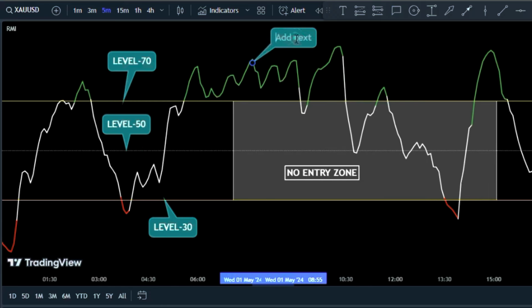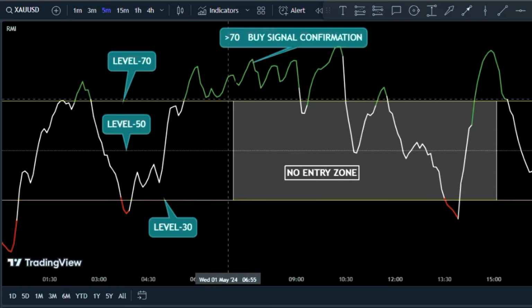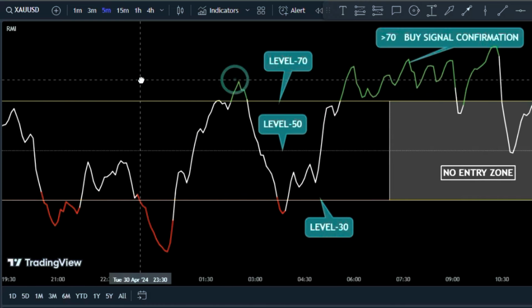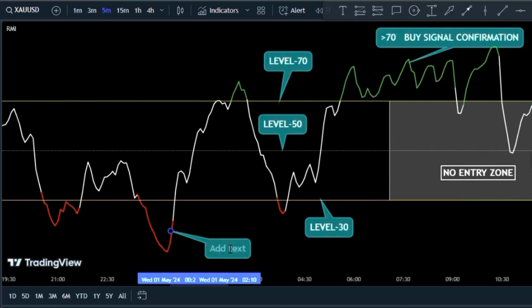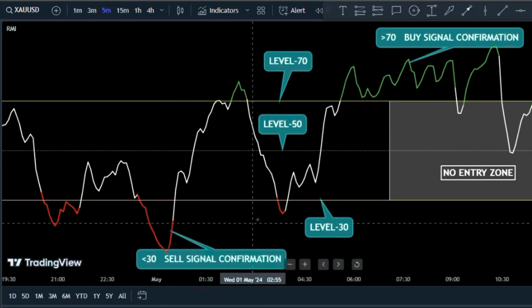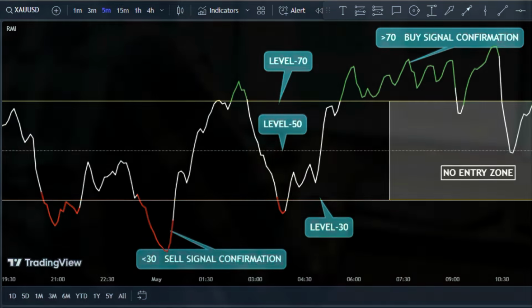On the other hand, if the RMI line turns green and rises above level 70, it signals that there's enough power for a bullish trend, suggesting a potential buying opportunity. Conversely, if the RMI line turns red and drops below level 30, it signals that there's enough power for a bearish trend, which could present a selling opportunity.